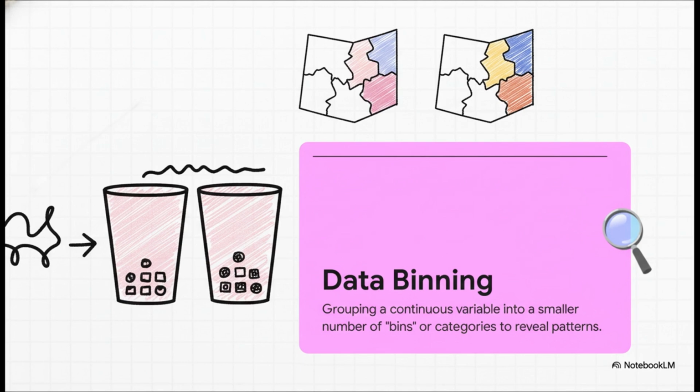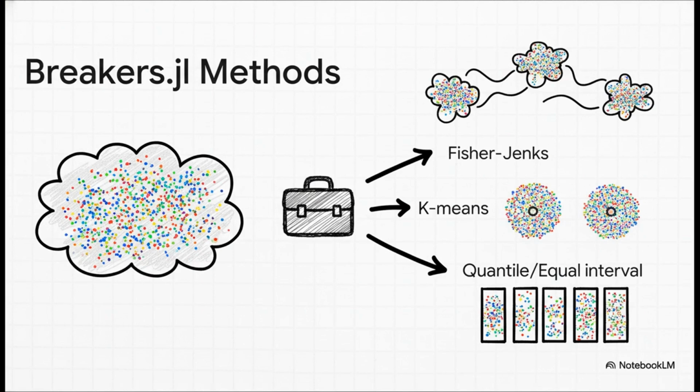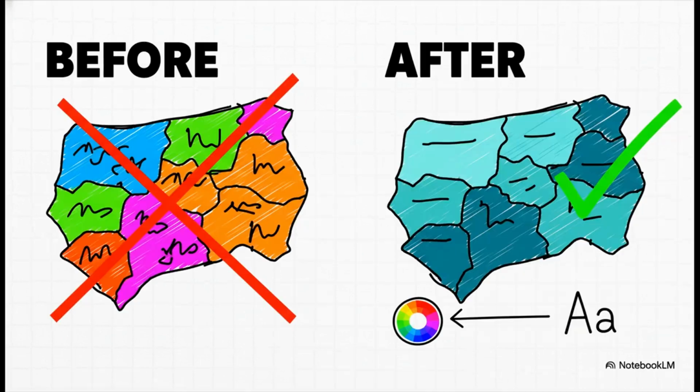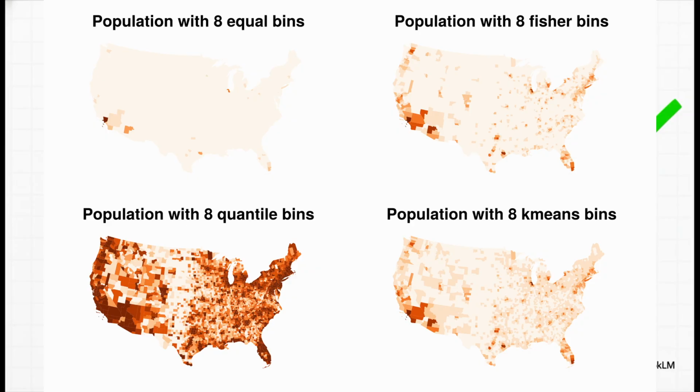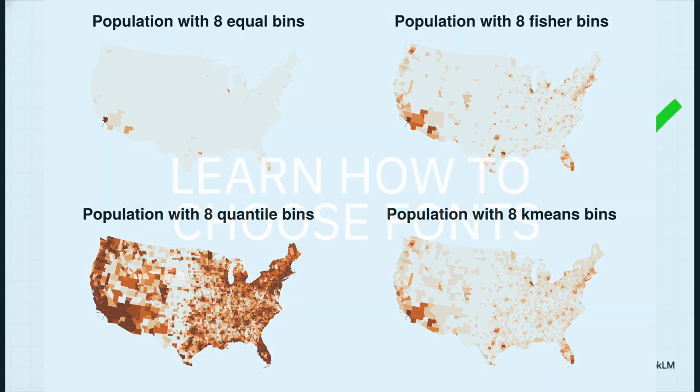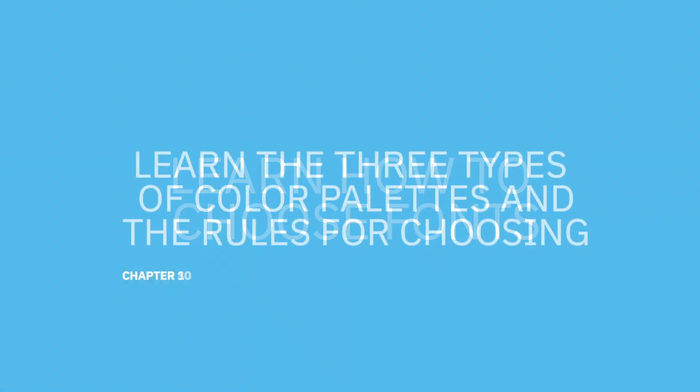To make this whole process really easy, the guide comes with its own custom software package, Breakers.jl. It's loaded with a bunch of sophisticated ways to bin your data. You can use stuff like Fisher-Jenks to find natural breaks in the data, or k-means for clustering, or even simpler methods. The point is, you have the right statistical tools right at your fingertips to classify your data correctly. But hey, it's not all about the numbers and stats. The book also dives into really important design principles. We're talking typography, color theory, the stuff that makes sure your map isn't just accurate, but also looks professional and is super easy to understand at a glance.